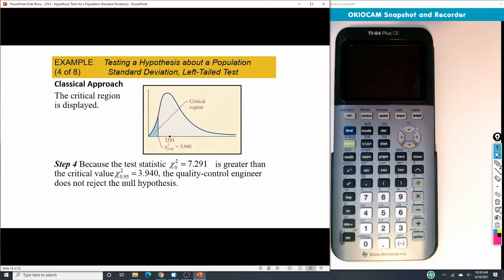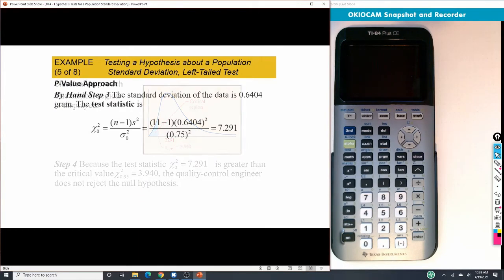All right, now because our test statistic is greater than our critical value, we do not reject the null hypothesis, all right? Now, had it been in the blue area, as we can see on our screen there, then we would reject the null hypothesis. But because it's greater than that, we're going to not reject the null hypothesis, okay?